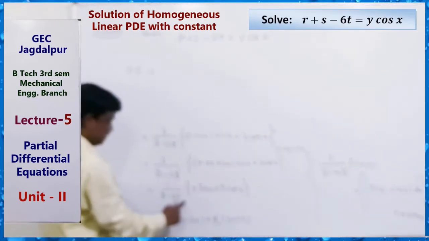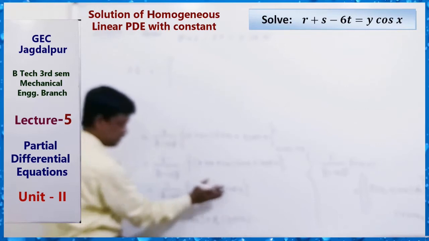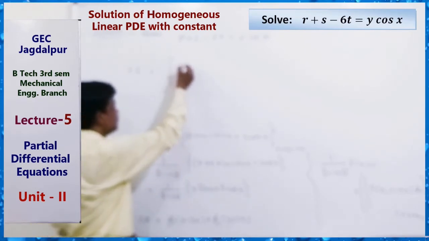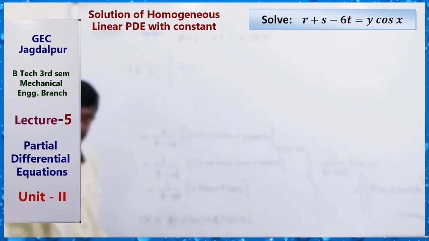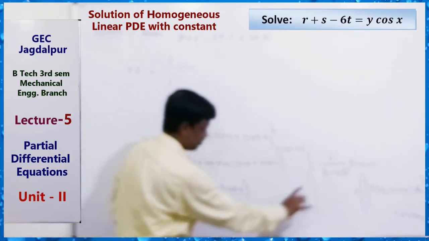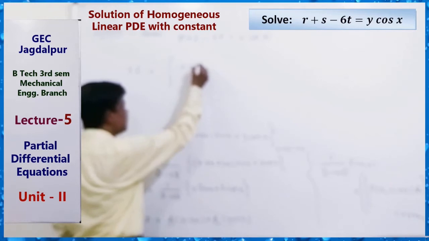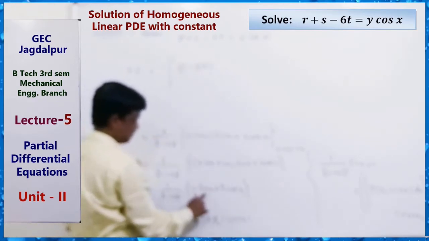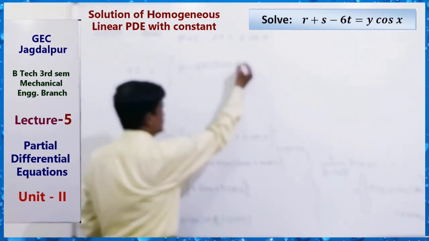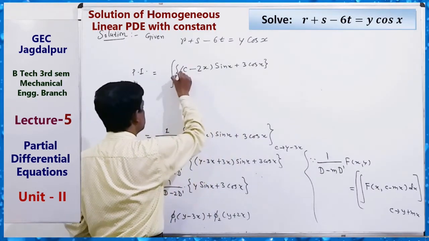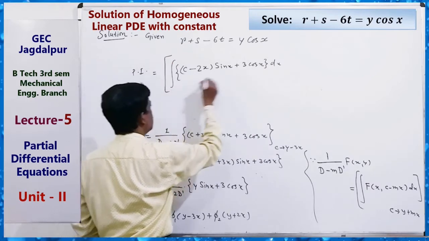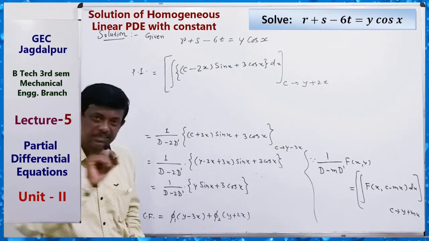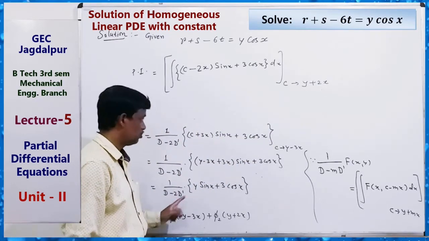Using this, this is equals to integration of this general function. In place of y, we have to write c minus mx. Here m is 2, so c minus 2x. In place of y, sin x plus 3 cos x, x as it is, integrate. And then here c tending to y plus mx, so c tending to y plus 2x.